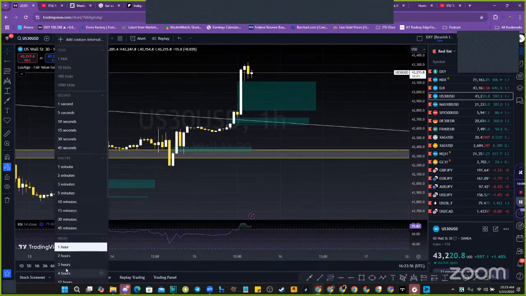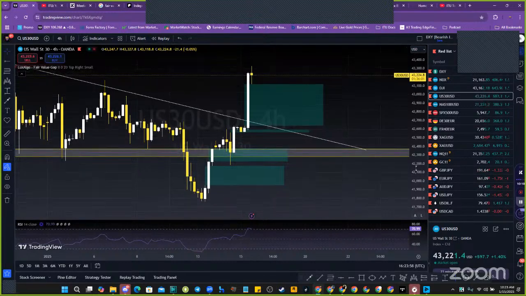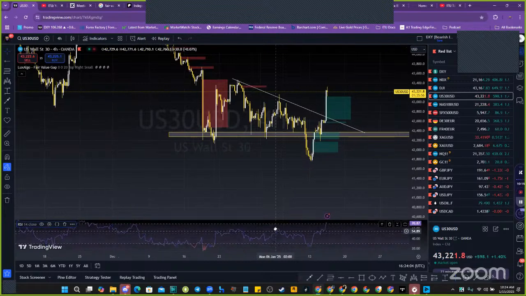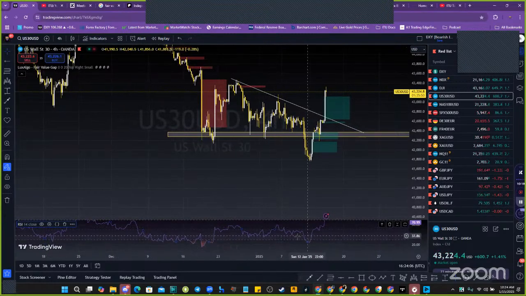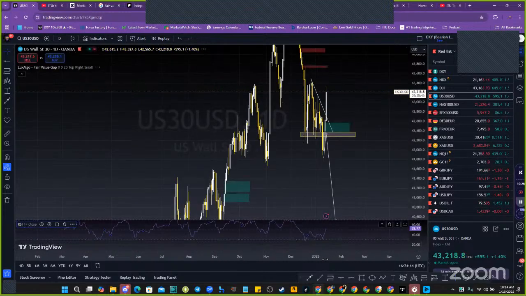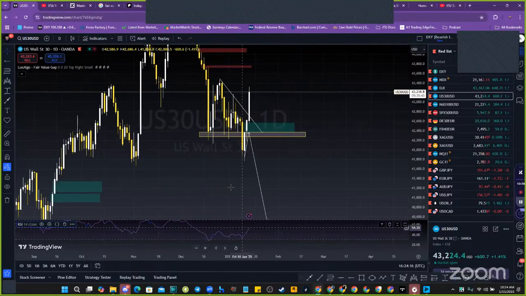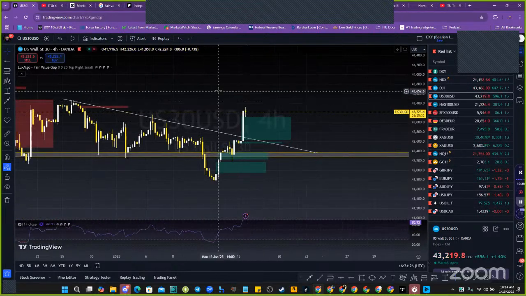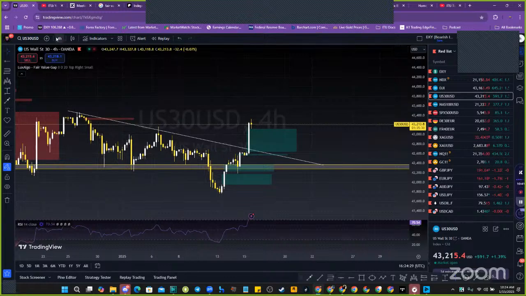US 30 making it clear that it ain't gonna stop. Let me see. We have this divergence going on here, which is probably a little more relevant here. Let's go look at the daily. Yeah, on the daily, that divergence was created on the bottom side of these daily candles. We've got a big daily push today, nice 4 hour candle push. So what I'm going to be looking for as far as US 30 is concerned is, quite obviously, a fill of this imbalance.